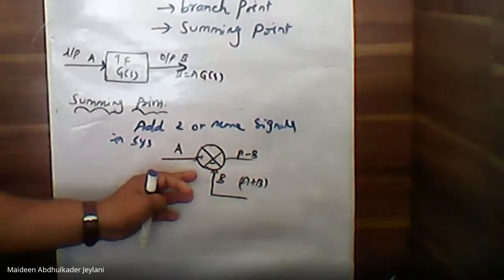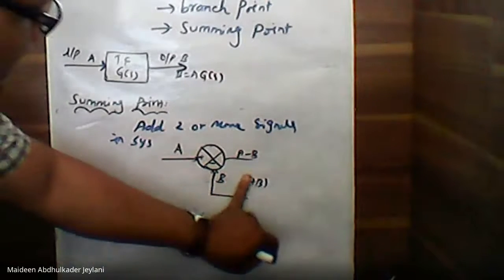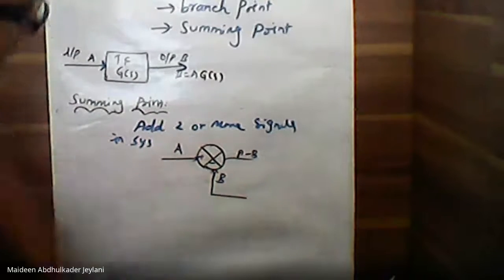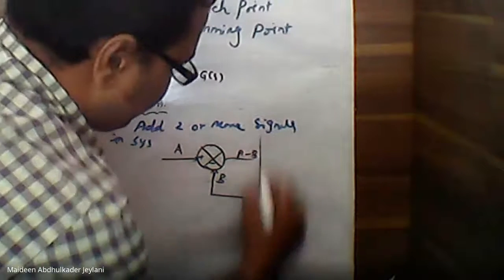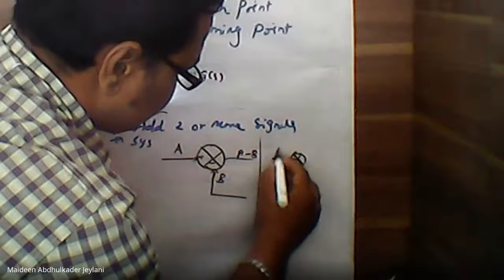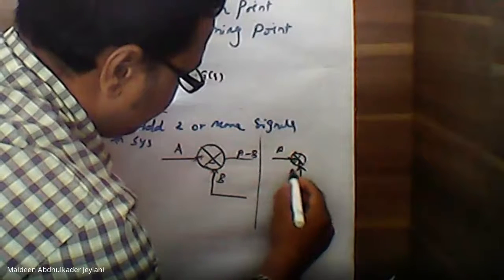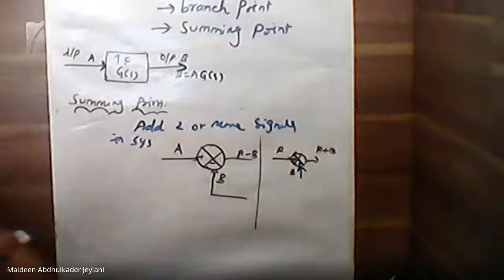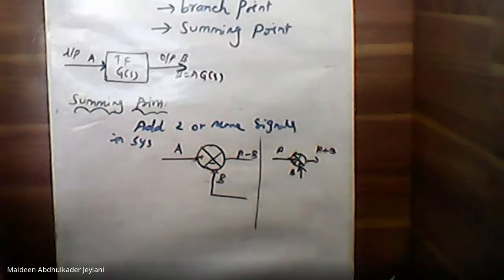Clear? This is the function of the summing point. Forget about this one. If you want to indicate A plus B, draw a separate diagram with inputs A and B, and the response is A plus B. This is your positive feedback system.